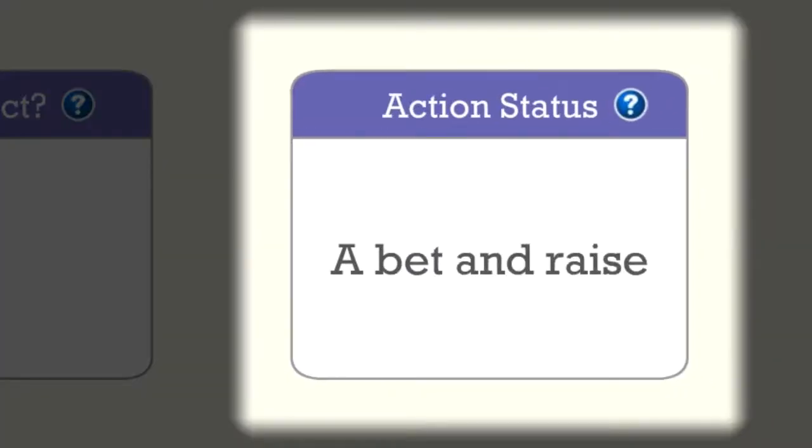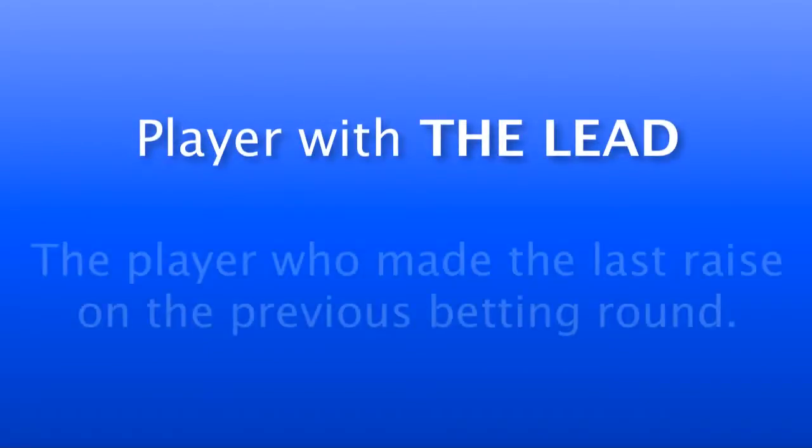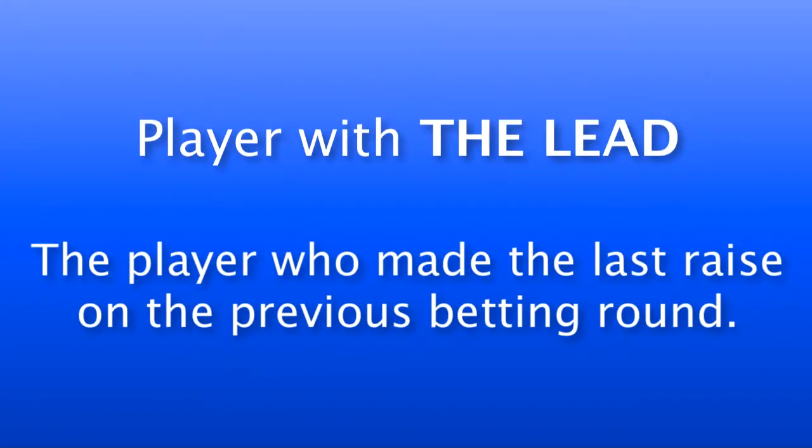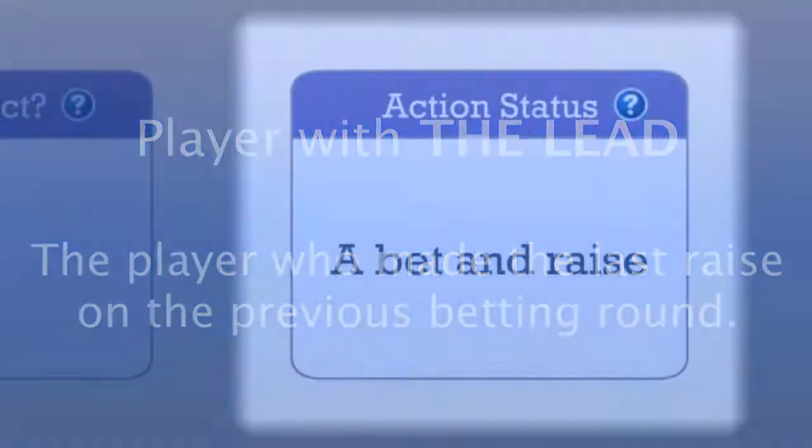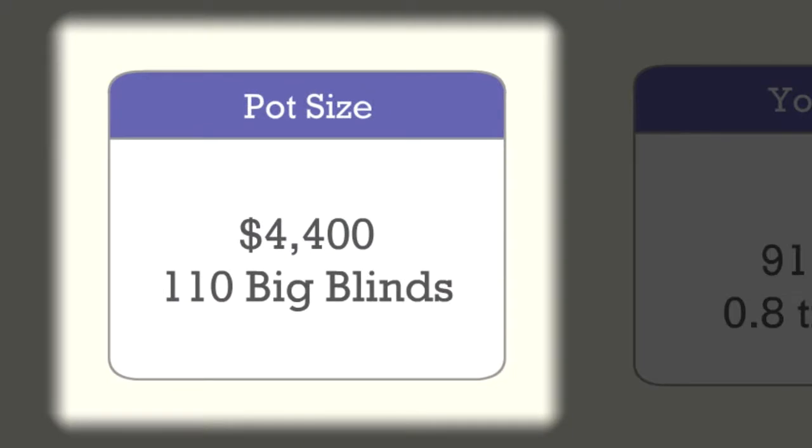The action status shows you a summary of your opponent's actions up to this point, such as whether there have been any bets or raises. Occasionally, it will indicate that the player with the lead made the bet. The player with the lead is defined as the player who made the last raise on the previous betting round. In other words, they were the most likely aggressor at this point. They might have a big hand, or they might just be making a continuation bet, which is a term we cover in other videos. Here we see the pot size, given in both dollars and big blinds.